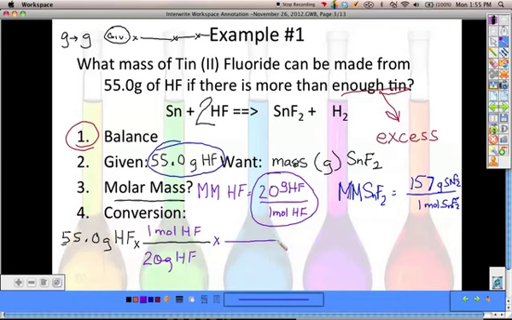And I set up my next fraction. And for this one, I need to look at my balanced equation because I'm going from one compound to another. Anytime I go from one compound to another, I look at my balanced equation. So I need to know moles of HF, that's the one I'm getting rid of, and moles of tin 2 fluoride, that's the one I want to get to. The one I want will go on top, so 1 mole of SnF2 goes on top, and on the bottom goes 2 moles of HF.